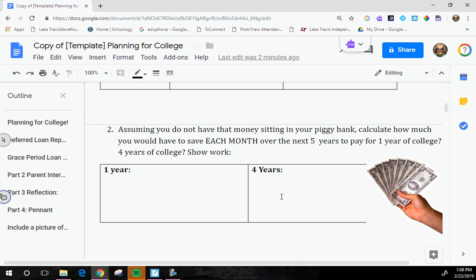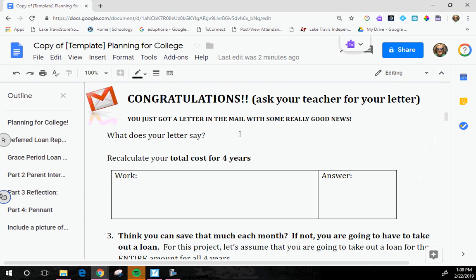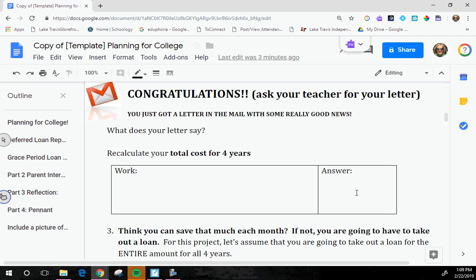Don't give me just a number here. You've got to write down what you typed in your calculator. You have to show your work. Then you're going to get a letter, and it's going to have information about a scholarship or something that you may have won, and those will be up here on my table. You'll just come up and grab one, and then based on whatever information is in that letter, you will recalculate your total cost for 4 years. Here's where you're going to show your work. What is your new cost for 4 years?